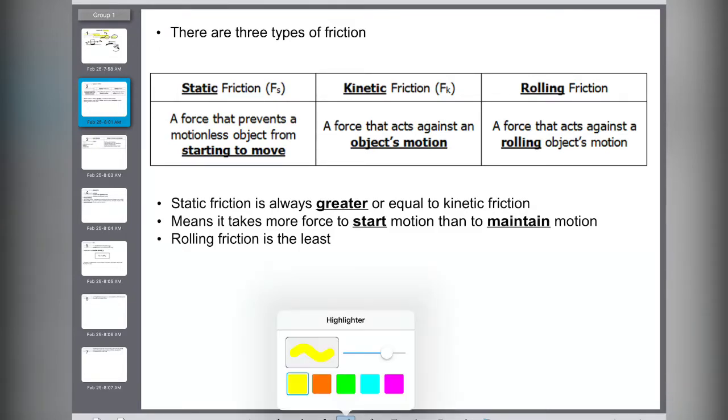So there are three different types of friction that you will need to know. If I were you, I would be making study notes for this. Okay, the first type is called static friction. We use a little symbol Fs. It is the force that is preventing a motionless object from starting to move. If you ever try to push a very heavy box of textbooks, you would realize that it's very, very difficult for it to get started. So the force that is opposing you to start is called the static friction.